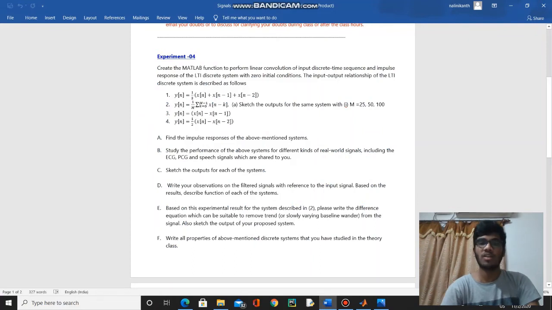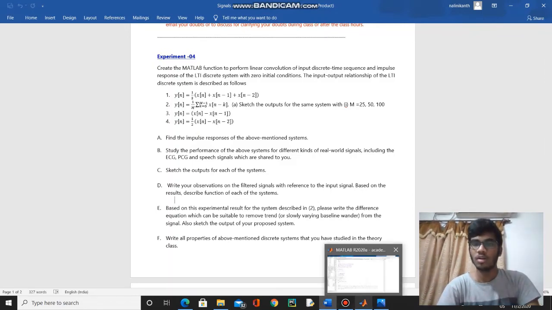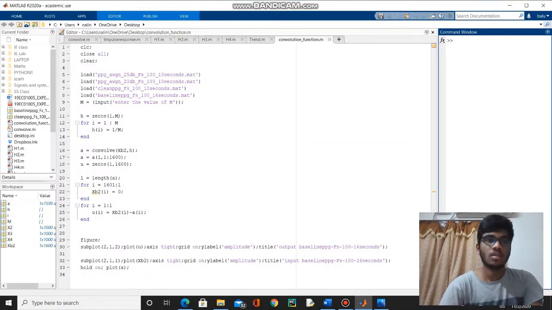In the next part, we are asked to write a difference equation which can be suitable to remove the trend for the second system. For this, I have written a MATLAB code over here. The approach is, first of all, we have to convolve the input signal and store it, and then we have to subtract the convolved output from the input signal. Like this we can remove the trend. A similar approach is followed in the code over here.